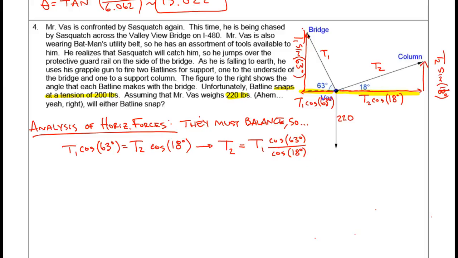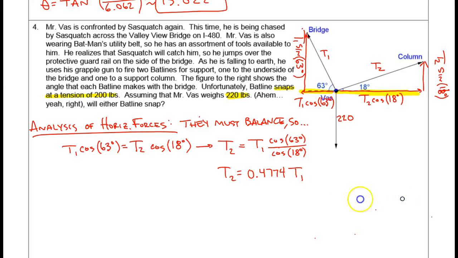One thing I am going to do in this problem is convert everything to decimals at this point, just because I think it might be a little easier for you guys to follow. So I can now say that T2 equals cosine 63 divided by cosine of 18, which gives me 0.4774. I'm rounding that to the nearest 10,000th place. And 0.4774 times T1.